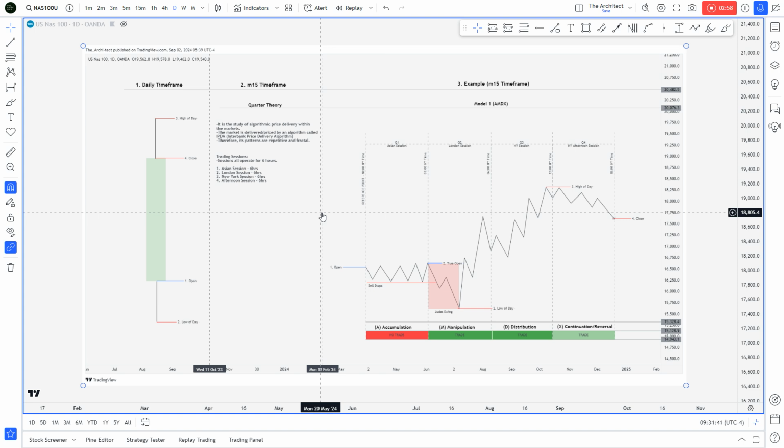So that's very important to note because we'll then look at the reference points when we're studying the quarter theory idea, or how the algorithm delivers a candle, a bullish candle. There are three different ways, or 3 different models, right? But before we get into the models, what I want us to do is look at this daily candle.